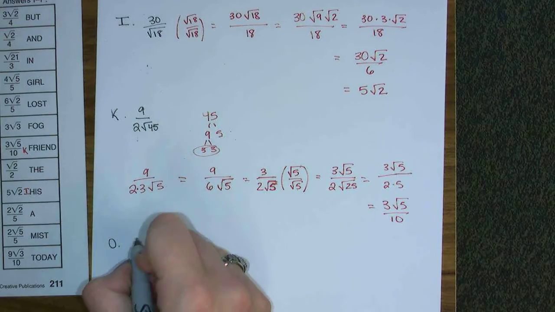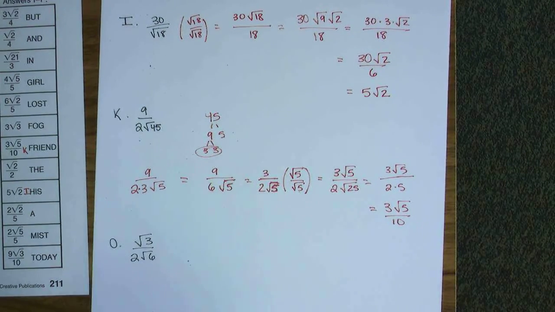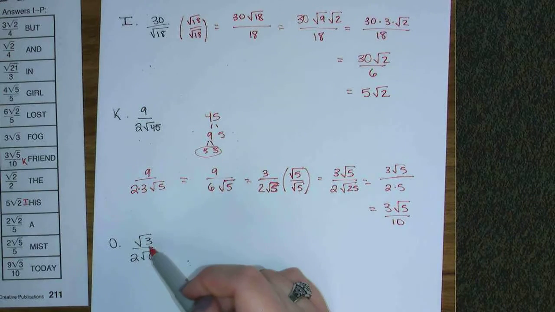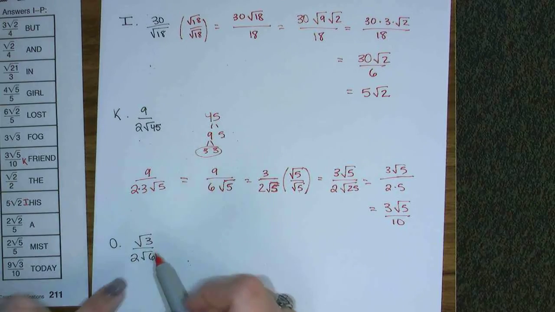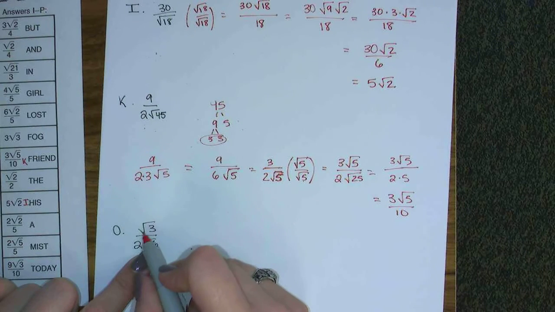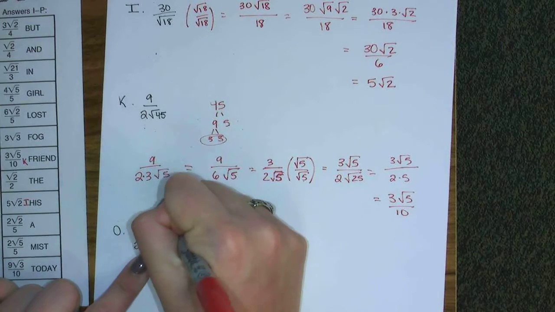So this is going to be the square root of 3 over 2 root 6. Now this one, I can't simplify either of these radicals at this point. So what I'm going to do, I need to rationalize this at the bottom. So I need to multiply by the square root of 6 over the square root of 6. Now, this square root of 3 is irrelevant. Okay, the top can have a square root in it. The bottom is the only thing that can't.